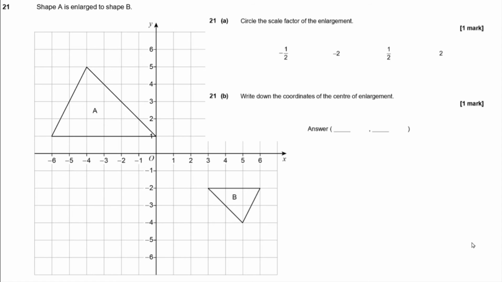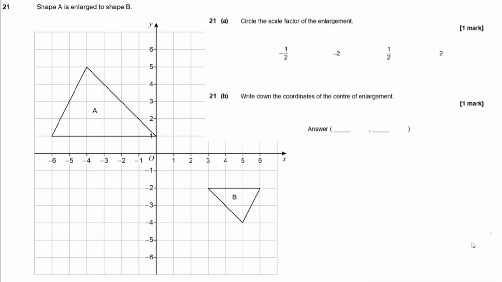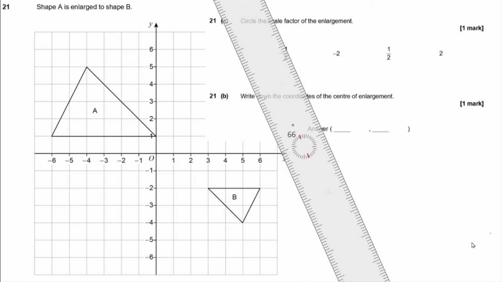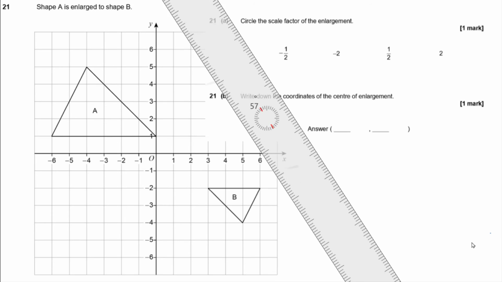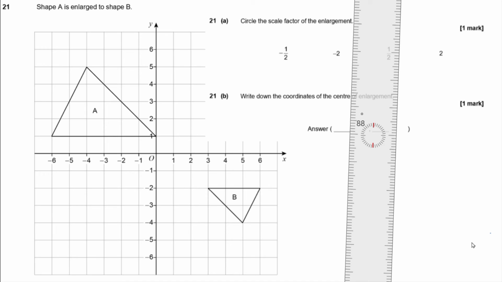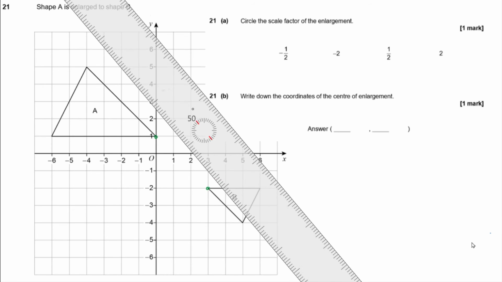Shape A is enlarged to shape B. 21A, circle the scale factor of the enlargement. Okay, so A is going to B. I think I'm actually going to answer part B first. I'm going to write down the coordinates of the center of enlargement first. To do that, all I need to do is find matching points on object and image and join them with a straight line. On my diagram here, this point matches with this point down here, so I can join those together with a straight line.